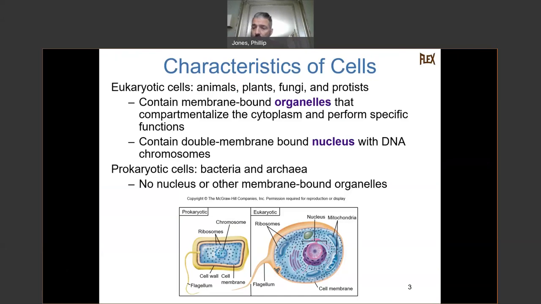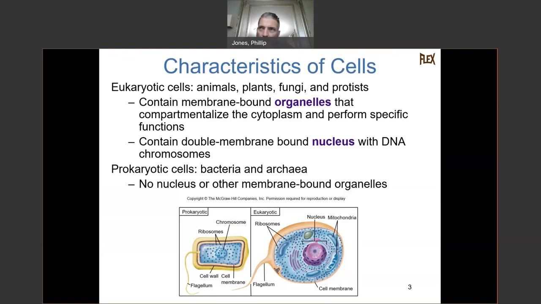So anyway, eukaryotic cells would be animals, plants, fungus, fungi, and protists. These are going to be very, very large in comparison to prokaryotes. And the difference is they have organelles, which literally means small organs. So they're going to have organelles.